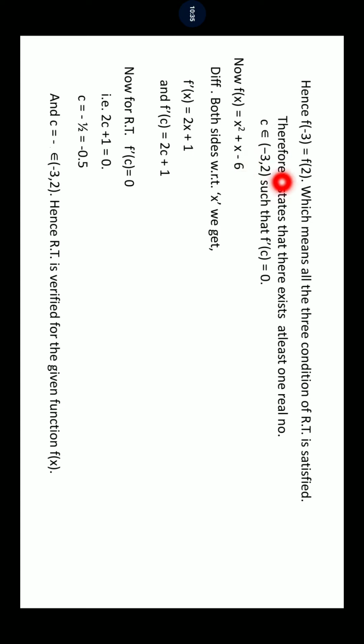So I hope you are clear. Minus 3 comma 2, I hope you can imagine it. So minus 3, minus 2, minus 1, and then we get minus 0.5. So it is in this range. So hence Rolle's theorem is verified for the function f(x). Okay, so this is how we have to solve problems on Rolle's theorem.